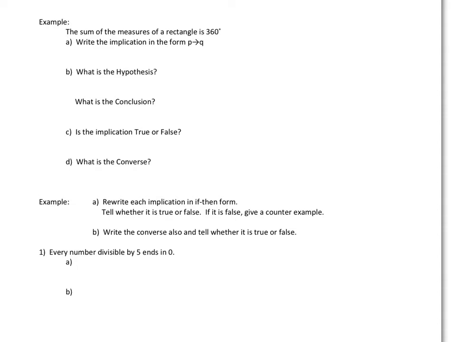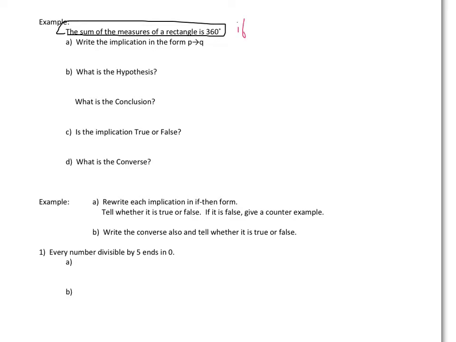Section 5, Video 3. We are given a statement, and that statement reads, the sum of the measures of a rectangle is 360 degrees. Write that as an implication in the form P, then Q. If P, then Q, or P implies Q. So we have to find out what the two parts are. Well, it doesn't look like it, but they're stating that you have a rectangle.